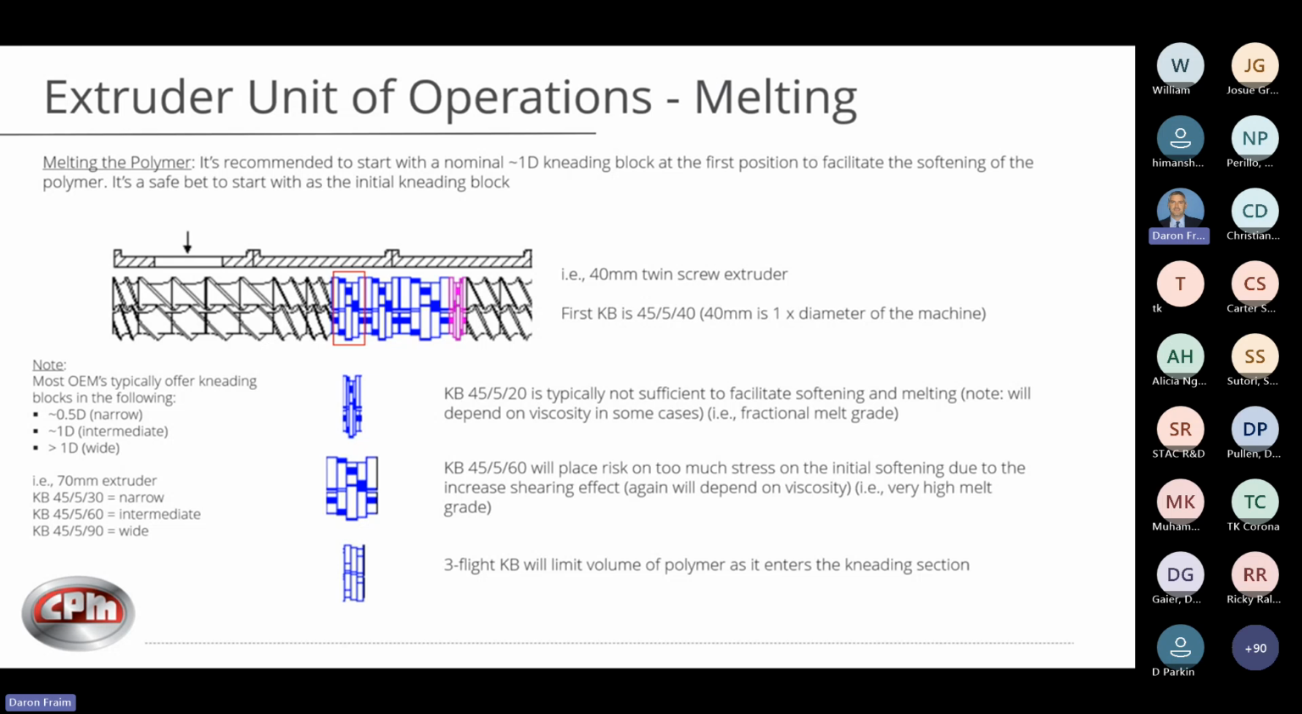I always say it's a safe bet to start with the moderate or 1D kneading block. And then 3-flight, I've seen some customers start out with 3-flight. We normally don't recommend them, not to say they can't do the job of melting, but mainly volume limitation. You lose a little bit of volume there. So when you're feeding that polymer in at the main port, leading right into that first element, you don't want to volume limit yourself. So the 3-flight can limit your volume.